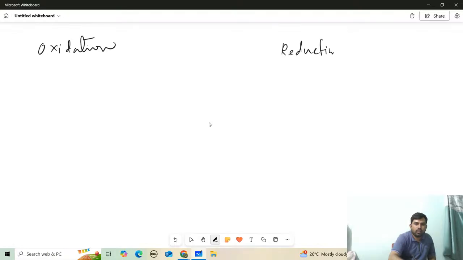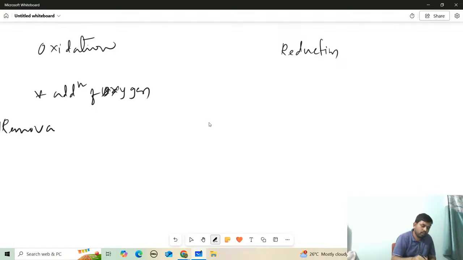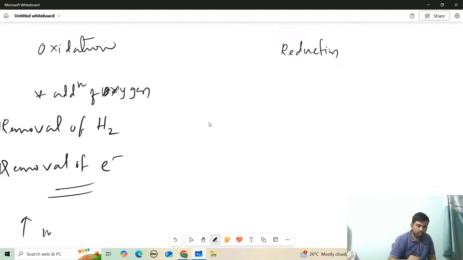Now, let's discuss oxidation. There are two processes: oxidation, and one more called reduction. So what do we mean by oxidation? Addition of oxygen, or removal of hydrogen, or removal of electrons. Similarly, an increase in charge. These are oxidation.